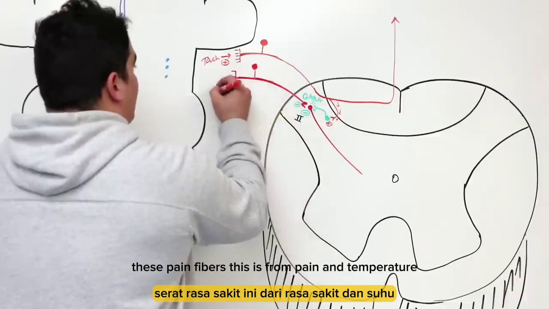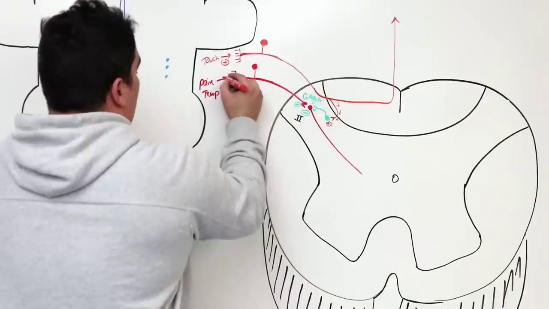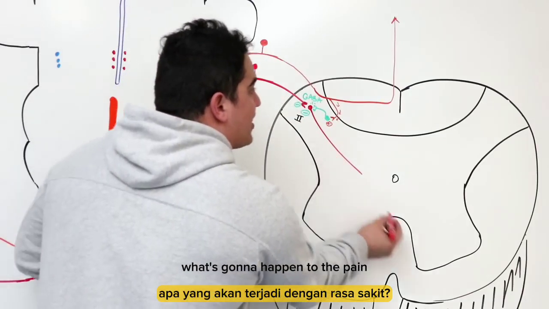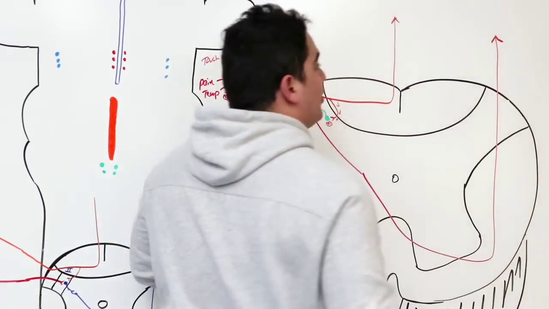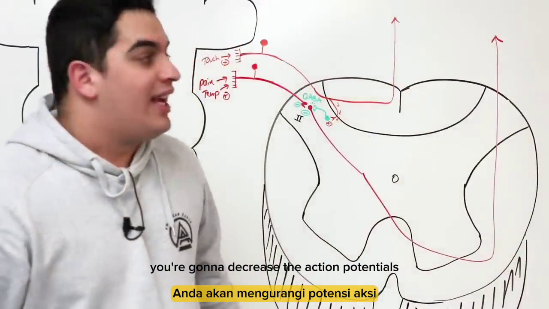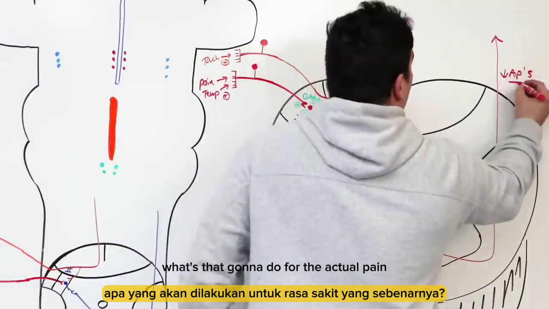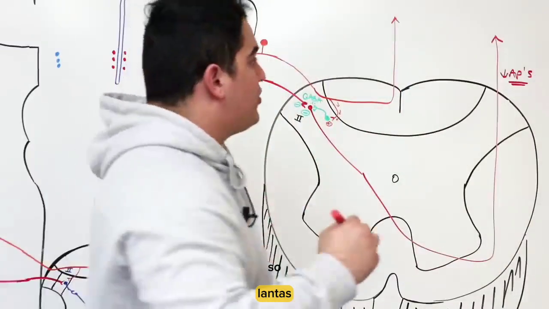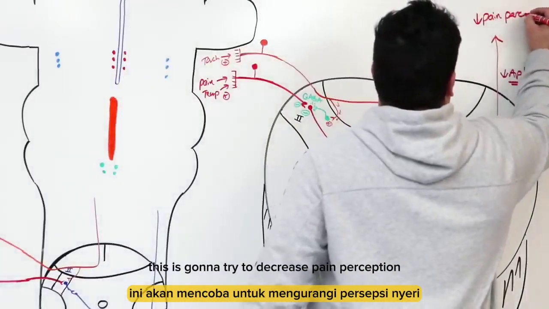Either way, if you inhibit that, can the action potentials that are being sent from this pain pathway, these pain fibers, this is from pain and temperature, right? These are being sent down this. If you inhibit this pathway, what's going to happen to the pain information that's going over and up? You're going to decrease the action potentials. If you decrease the action potentials, what's that going to do for the actual pain? It's going to decrease the actual severity of the pain. So this is going to try to decrease pain perception.